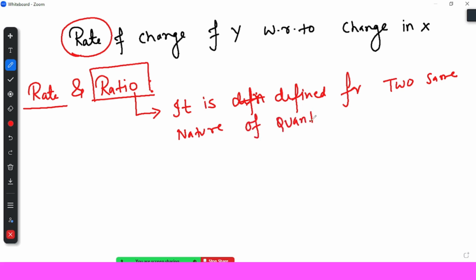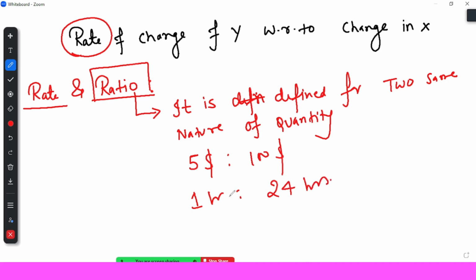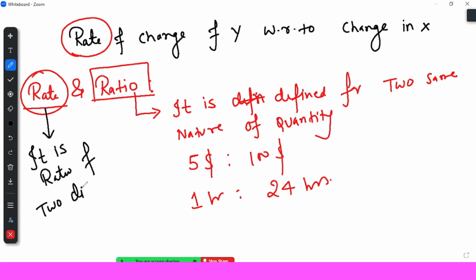For example, you can take the ratio of $5 to $100, or the ratio of 1 hour to 24 hours. Both are in the same unit, right? But what is the rate? Rate is a ratio of two different quantities.